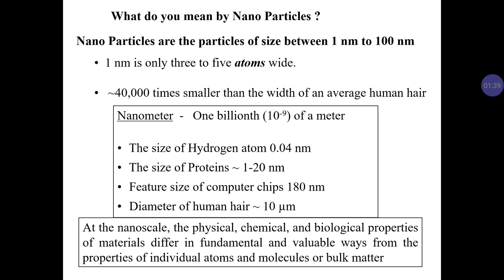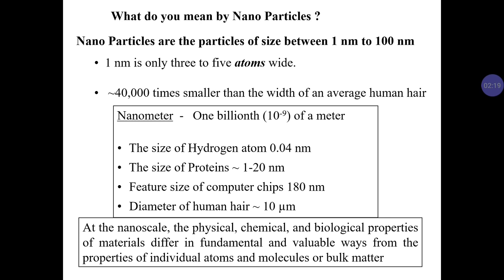1 nanometer is only 3 to 5 atoms wide, so it consists of a very low number of atoms, and the width is very small. The comparison of the nanometer to several other things, like human hair, the size of an atom, and the size of a protein, is mentioned here. One nanometer is 40,000 times smaller than the width of an average human hair.